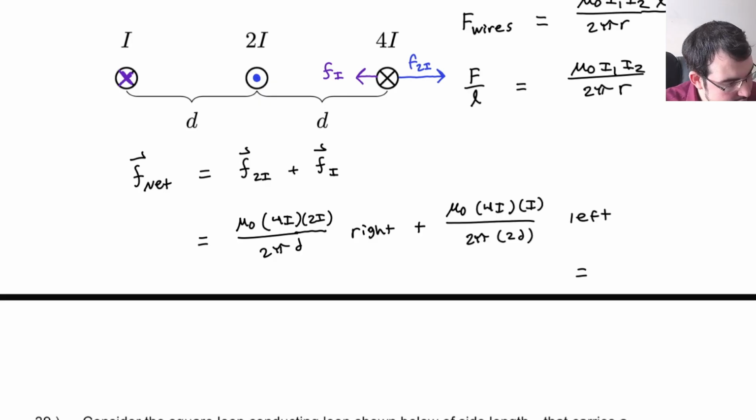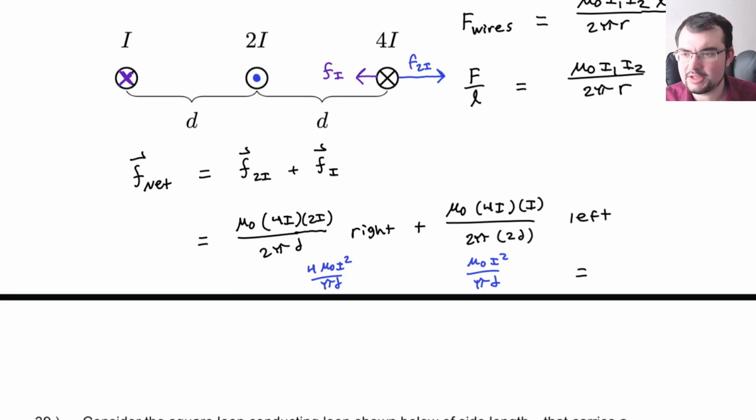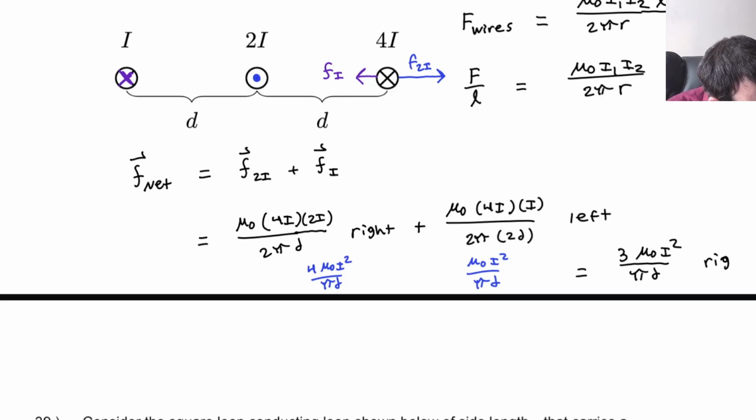Well, let's see. We're going to get a pi d in the denominator in both of these cases. This is going to turn into 4 mu naught I squared over pi d. And this is going to turn into 1 mu naught I squared over pi d. So we essentially have 4 to the right minus 1 because we have that pointing to the left. So we get 3 mu naught I squared over pi d, right.